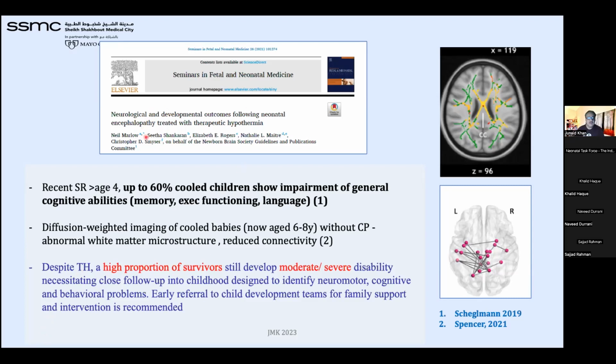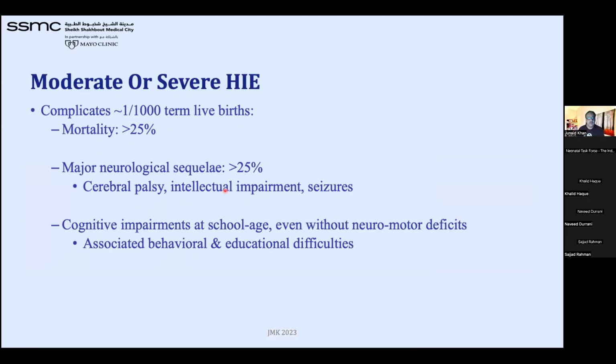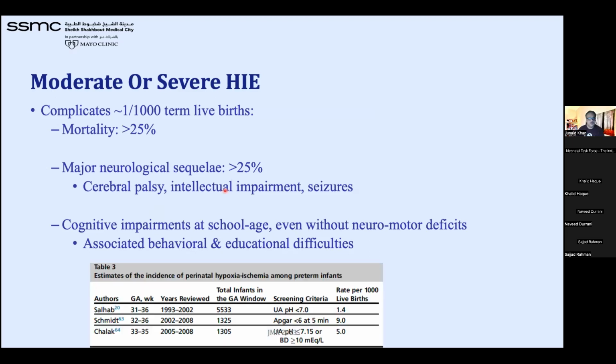This article is by Professor Neil Marlow and Sita Shankaran, and it is available online. So the moderate or severe HIE is what we are targeting, and this is some data you already know. Just for your information, we are not cooling babies less than 35 weeks. So the total infant and the screening criteria are the same, and the rate per 1,000 live births in premature babies is something. It's just for your information.